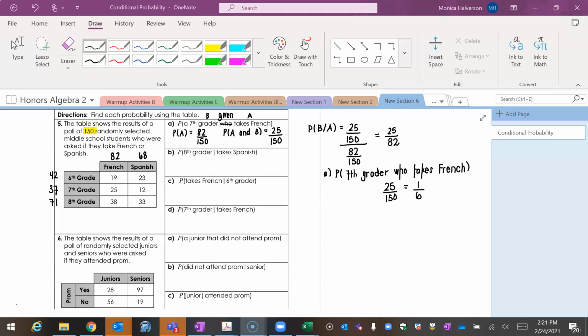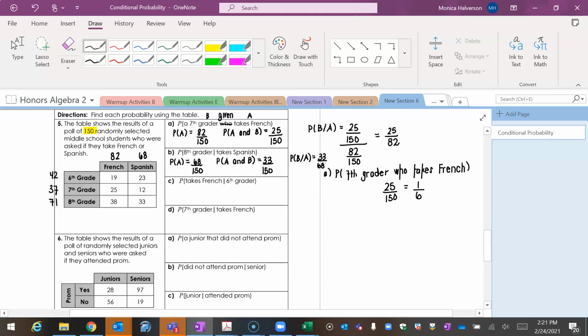All right. So in this case, the probability of A, which is the probability that you take Spanish, is 68 over 150. The probability of A and B is that you take Spanish and you're an 8th grader. So that's 33 out of 150. So our probability here of B given A is going to be 33 out of 68.